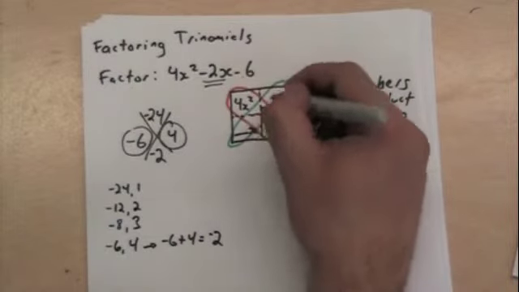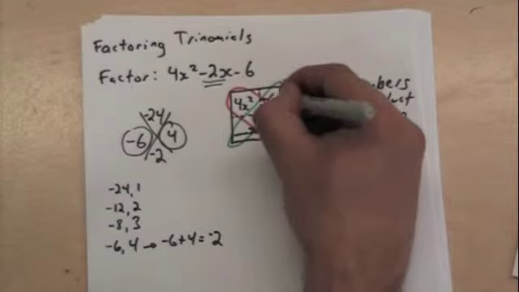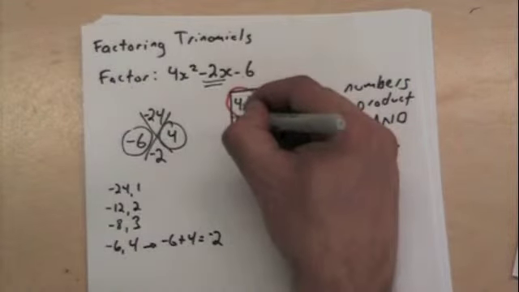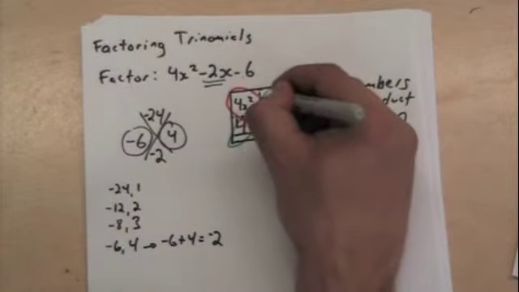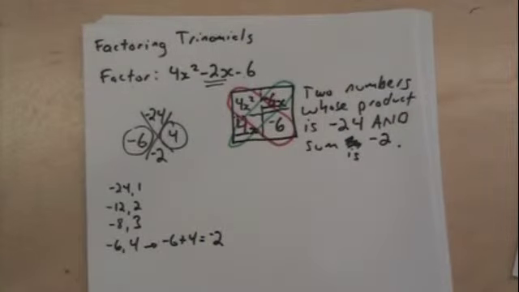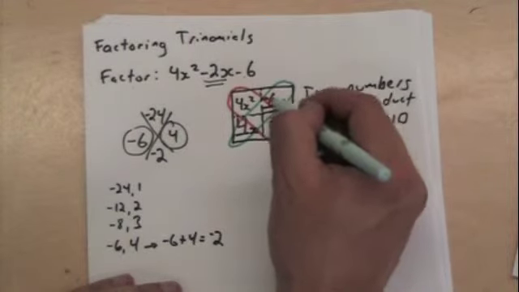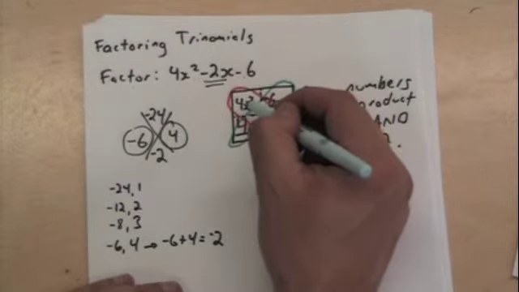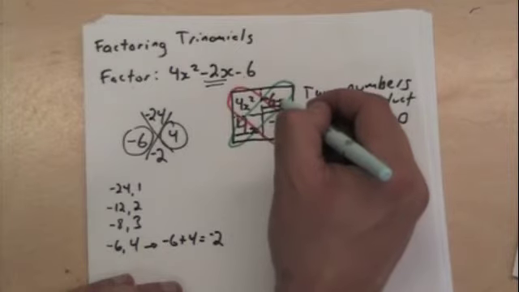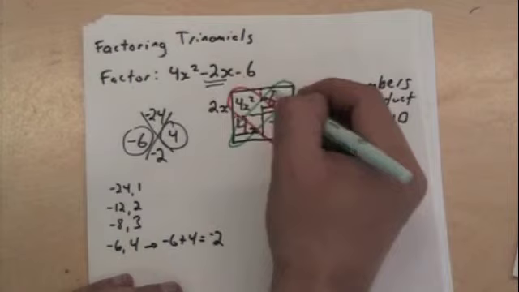So which one should I put where? Doesn't matter. So I'm going to put negative 6 here, and I'm going to put 4 here. So I have negative 6 and positive 4. That's the inside. I still have to find the outside. So I look for the greatest common factor between 4x squared and negative 6x. Well, the greatest common factor between 4 and negative 6 is positive 2. And x squared and x is x. So I have 2x here.